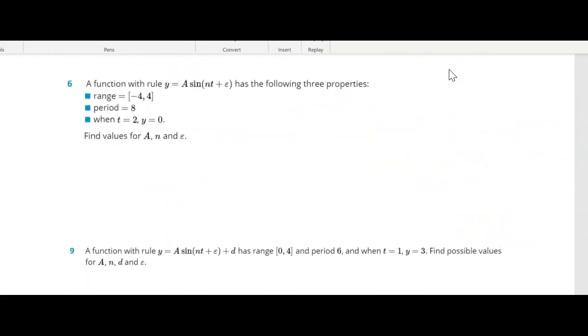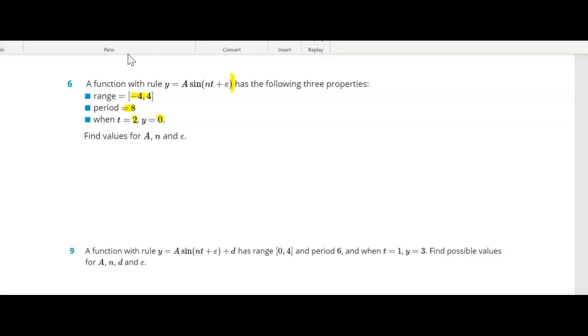All right, let's have a look at question 6. So a function with the rule y equals a sine nt plus, I'm just going to call it e, has the following 3 properties. Okay, so we've got a range, -4 to 4. When I see range, it kind of tells me it's the amplitude. So we just got to be careful that it hasn't been shifted up or down. And I can see that it hasn't because it doesn't have anything here at the end. The period is 8, and when t equals 2, y equals 0.